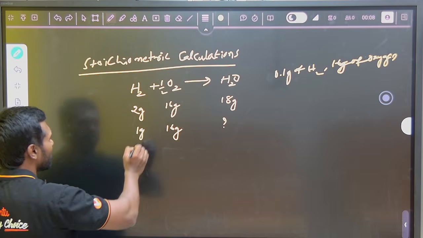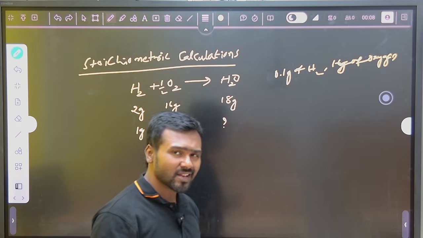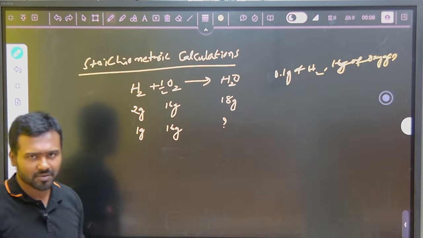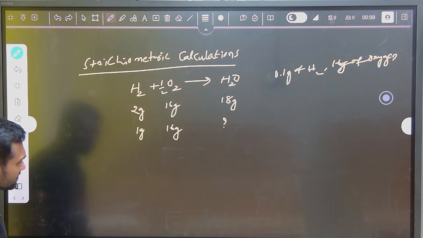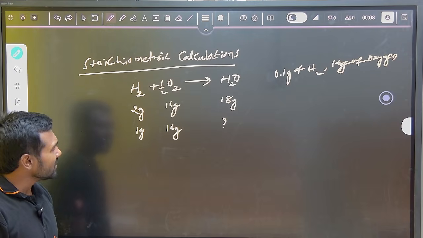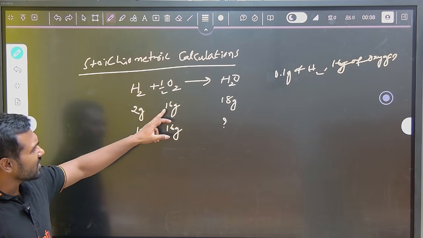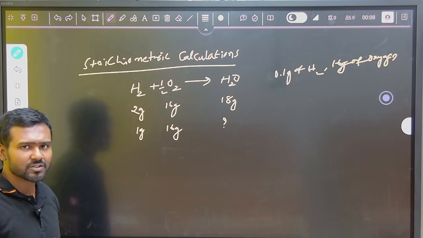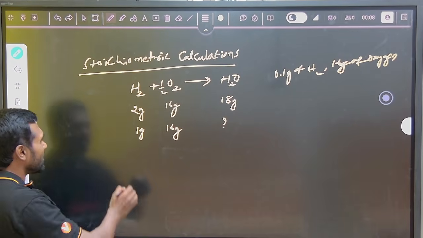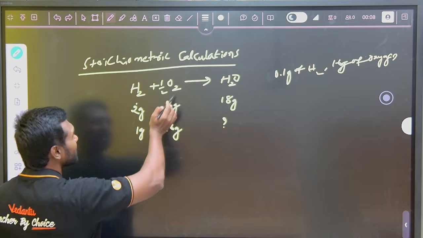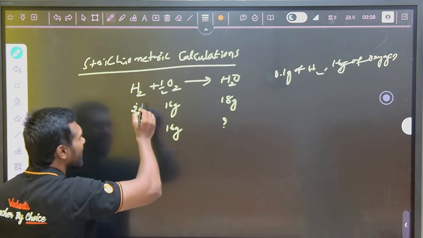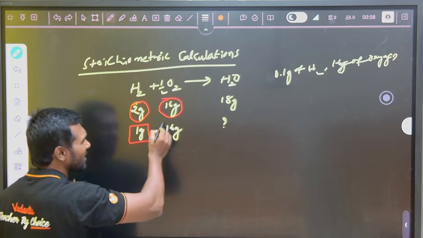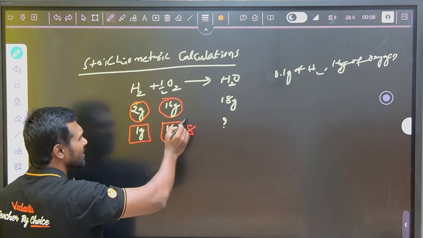So let's take 1 gram only. So 1 gram of hydrogen is reacting with 16 grams of oxygen. Then how many grams of water is formed? You can see here, in this one, 2 grams of H2 is reacting with 16 grams of O2 and forming 18 grams of H2O. Then obviously, if it is 2 grams that reacts with 16 grams, if it is 1 gram, it will react with only 8 grams, not 16 grams.